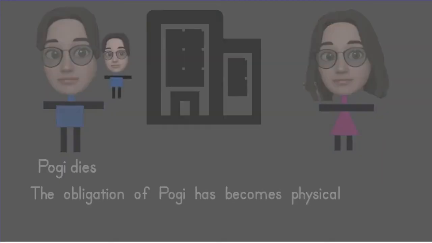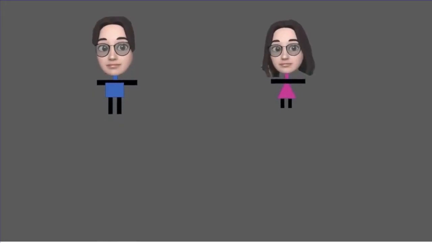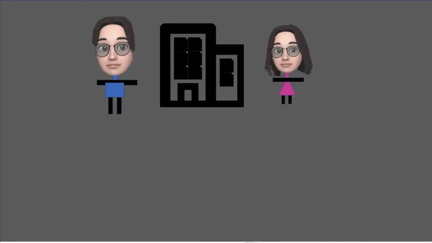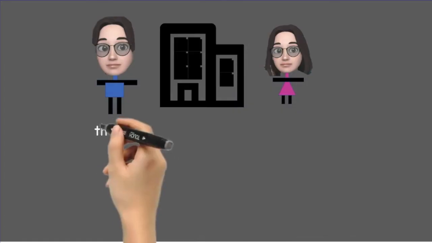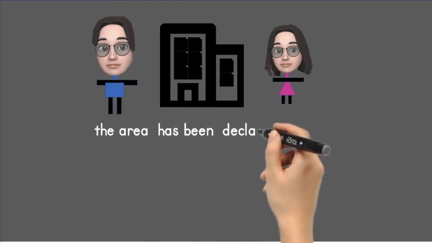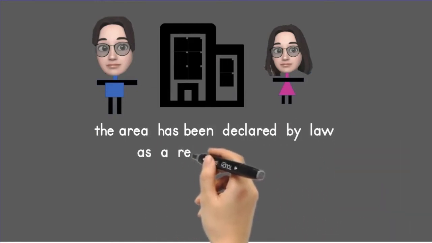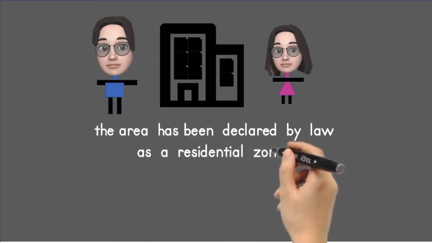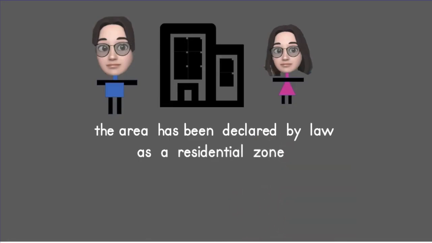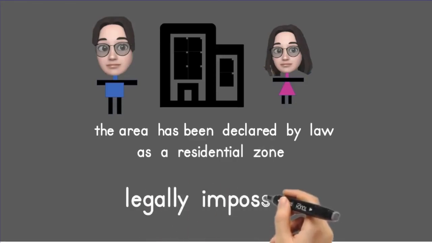Another example, hindi naman namatay or na-aksidente si Pogi. It's just that the government refuses to issue building permit kasi daw the area has already been declared by law as a residential zone. So in this case, yung obligation ni Pogi was also extinguished kasi it has become legally impossible. Kasi di ba kailangan mo naman ng building permit para mag-construct ka ng building eh. Hindi na pwede kasi hindi na siya commercial area, declared na siya as residential area. So, legally impossible.